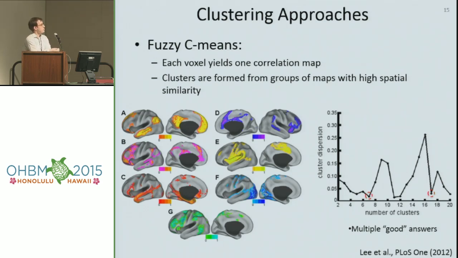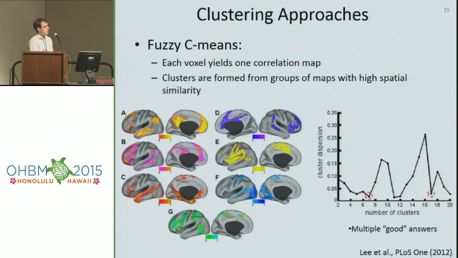On the left is the solution for 7 clusters, showing a variety of networks like the default mode network in A, or the dorsal attention network in green. But the important point to draw from this is there are multiple answers that we can use. There are multiple numbers of clusters. So there's multiple good answers that we can get.